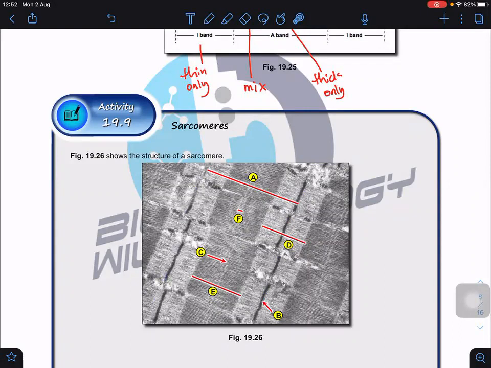Now how about C? C is the center line here for the thick filament, so C actually refers to the M line. For D, we know that these are thin filaments, the lighter zone. The lightest zone is the I-band. The darker band is known as the A-band. Then the small, tiny, slightly lighter zone is known as the H zone.